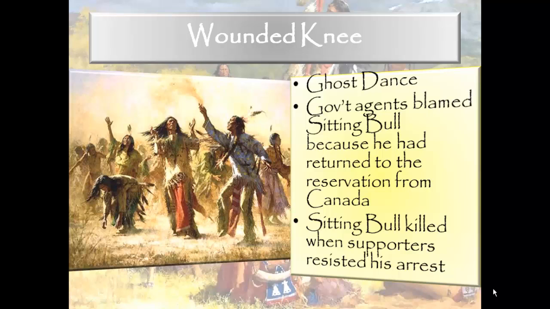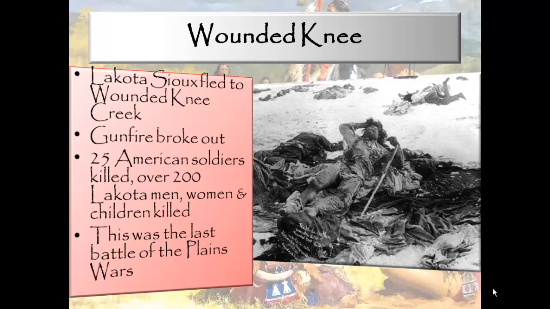And the government agents blamed Sitting Bull because he had returned to the reservation from Canada. They send government agents in to arrest Sitting Bull, but Sitting Bull's supporters open fire, and Sitting Bull is killed as they resist his arrest. The remaining Lakota Sioux flee to Wounded Knee Creek, and again they are caught, as you can tell, in this winter. They have men, women, and children with them. They are going to surrender, and gunfire breaks out. 25 Americans are killed, over 200 Lakota men, women, and children are killed, and really this is the last battle of the Plains Wars.